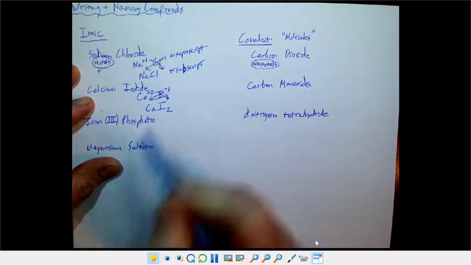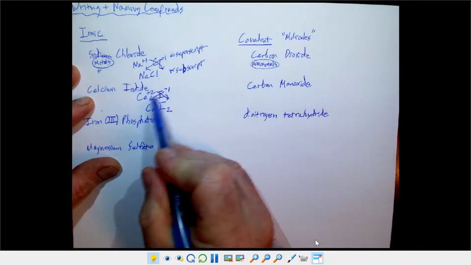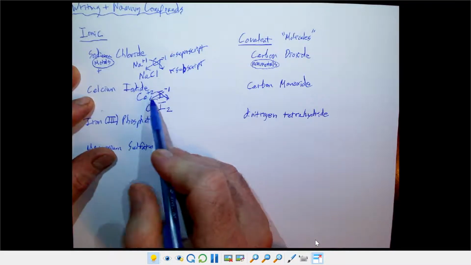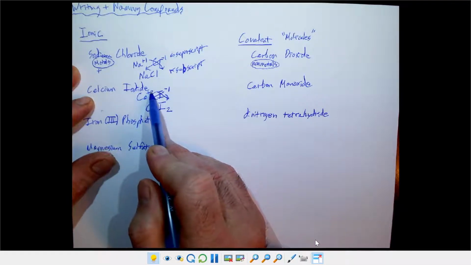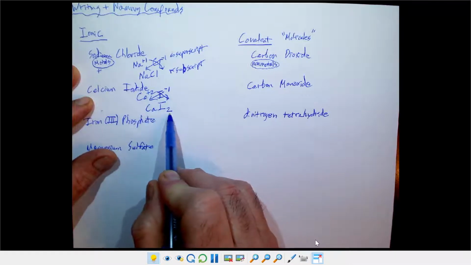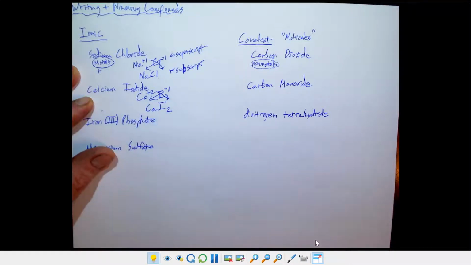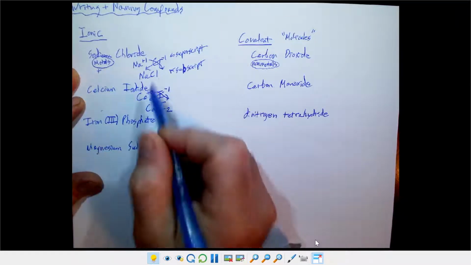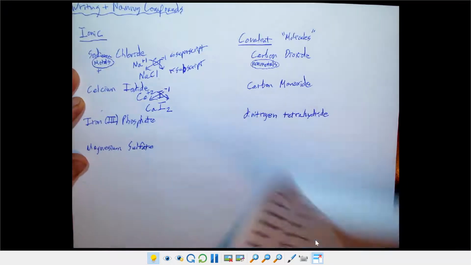CaI2. Why does it happen? The 1 comes down here from the superscript down to the subscript, and then this charge, or this oxidation number, comes down here and turns into a subscript, and it is a 2. And so that's how you would go ahead and write the formula for that. Okay, these are pretty easy. Let's get to some ones that are a little bit more complicated.